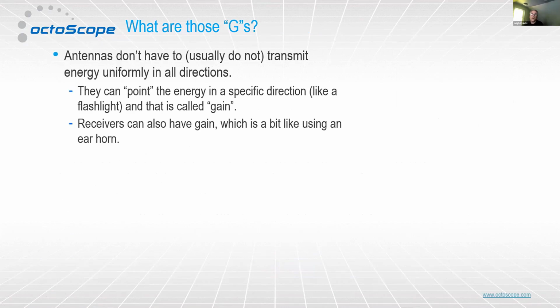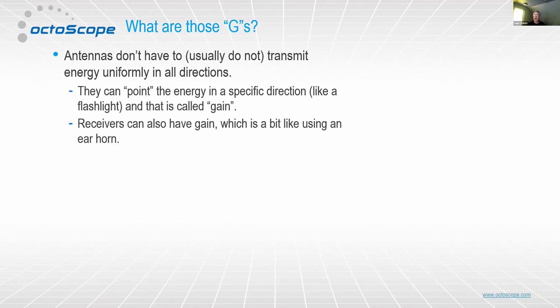So what are all the G's in that last slide? The G's actually refer to gain. So what does that mean? It means that antennas actually don't do what I said typically, right? They don't transmit energy in all directions at the same time, all the time. You can actually point the energy in a specific direction like a flashlight, and that's called gain on the transmit side.